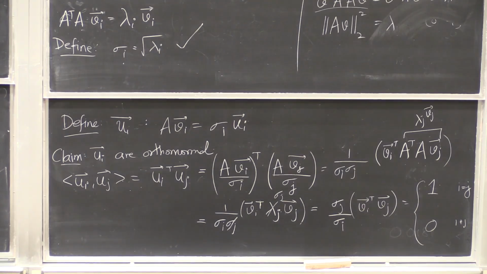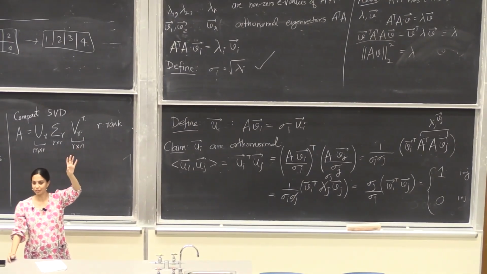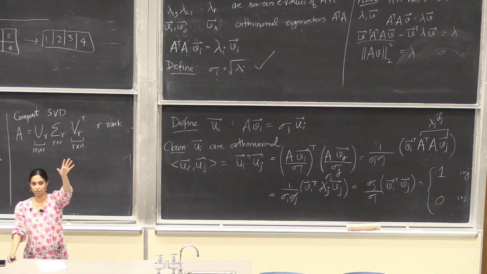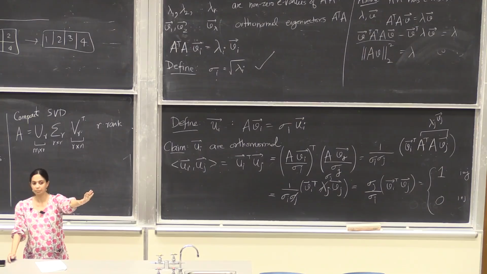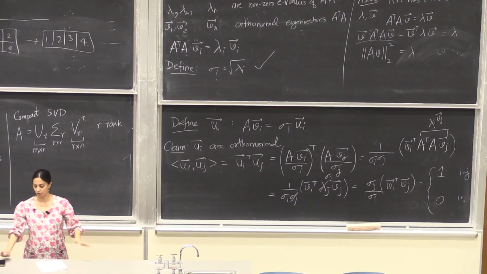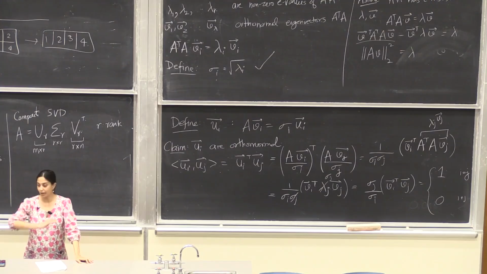Okay, so now we've done a part of our job, right? So we've found how many columns of v and u have we found? We've found r columns, right? We haven't found all of them. So how do we find the rest? If I have some vectors that are orthonormal and I want to find more vectors that are orthonormal, what do I do? Gram-Schmidt, right? So I use Gram-Schmidt to complete out the basis.